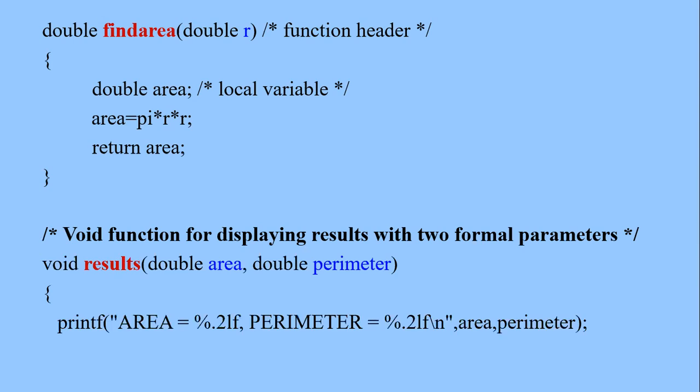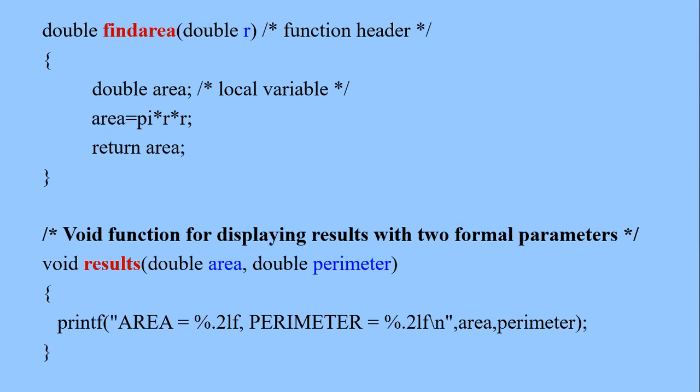It is simply displaying area. So it will display this statement, area equals to, pick what is in the memory location called area and format the decimal part to be not more than 2 characters. Then perimeter equals to, pick what is in the parameter called perimeter, display it on the screen, but with the fractional part not exceeding 2 characters. So that's all. That's what the function will do.